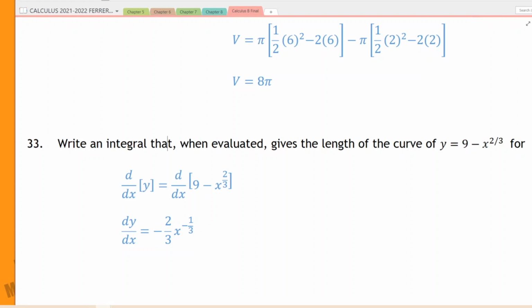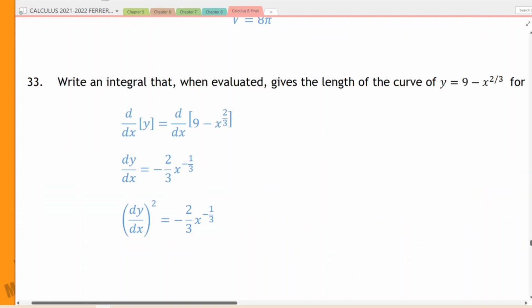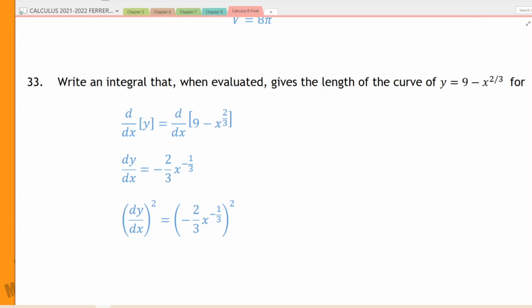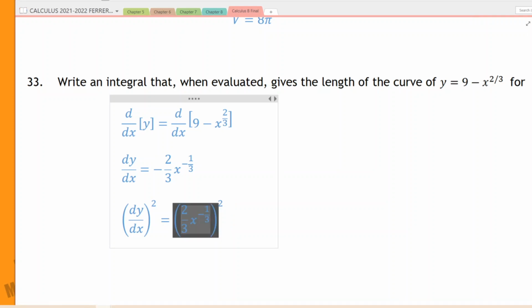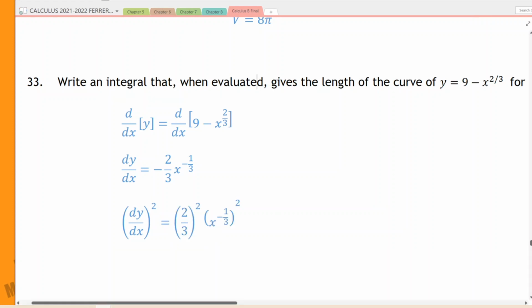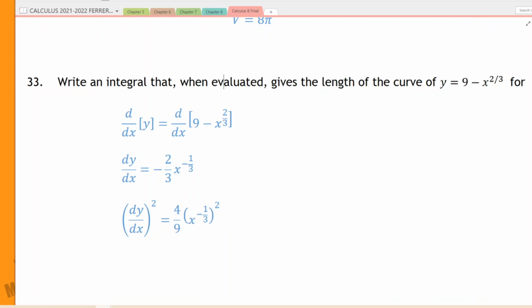Okay, now we're going to square that. The square of the left equals the square of the right. Since I'm squaring, this negative sign is not really necessary. The square of a negative is the same as the square of a positive. We can separate this out a little bit, which means we can square each factor separately. The square of 2/3 is 4/9. And then the square of x to the negative 1/3 is x to the negative 2/3. Well, x to the negative 2/3 is 1 over x to the positive 2/3. And you could just multiply that all together. That's probably more simplification than we needed.